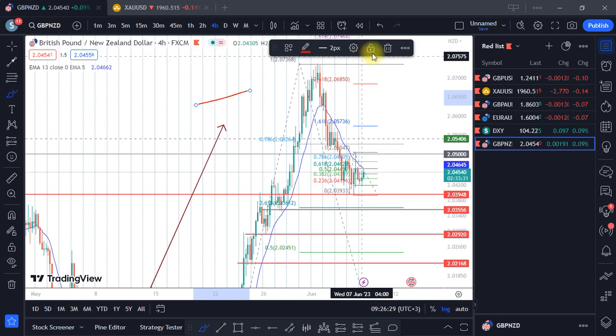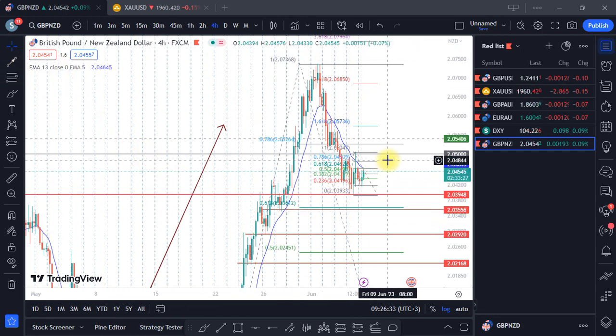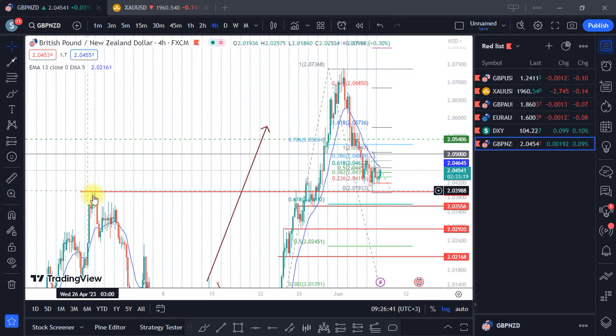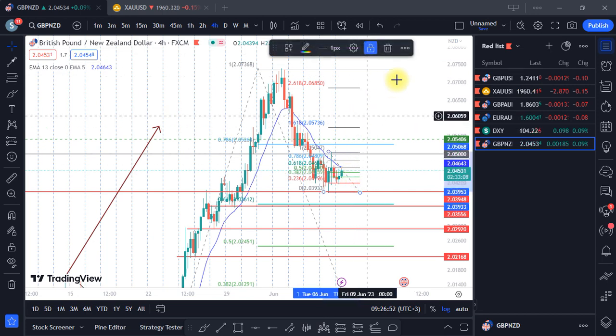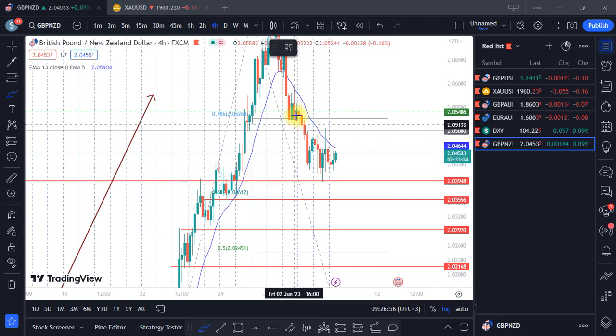So another place where I was expecting this to happen was probably at this psychological level, the 2.0500 line here, but it didn't happen there. But then it came and it hit my previous high, this one that I said was broken the last time. So that's when I got a bit interested, especially with what was going on here.